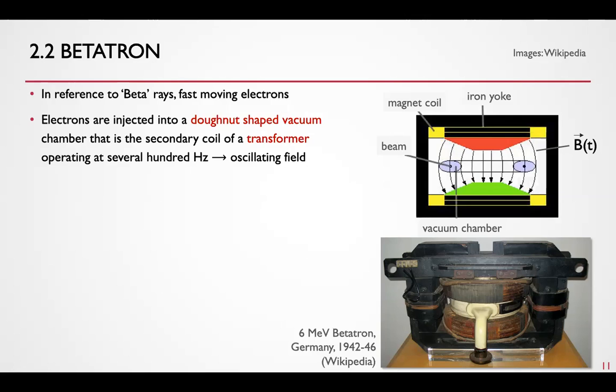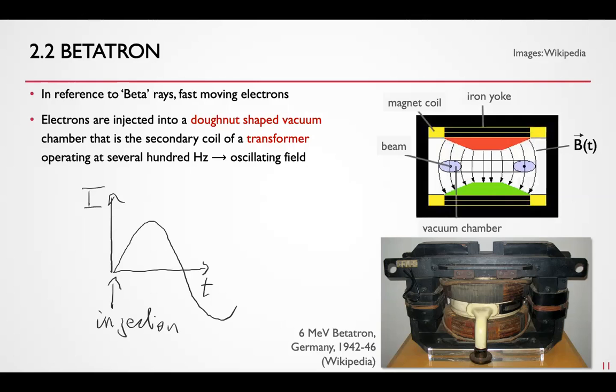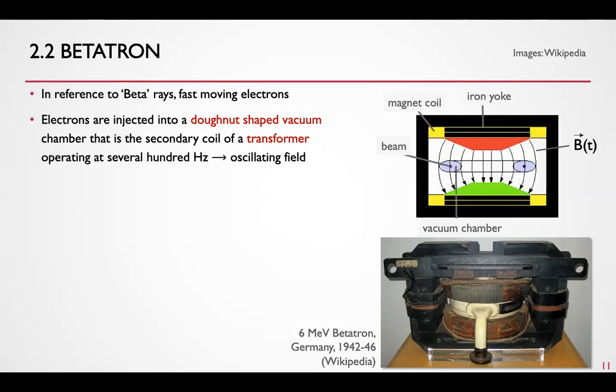Now, let me draw that. Here we have time, and here we have the current, for example, the current in the magnetic coil, and this is oscillating sinusoidally, and here happens the injection. And at this point happens the extraction. So we talk about this quarter wave here. I need to erase it again.